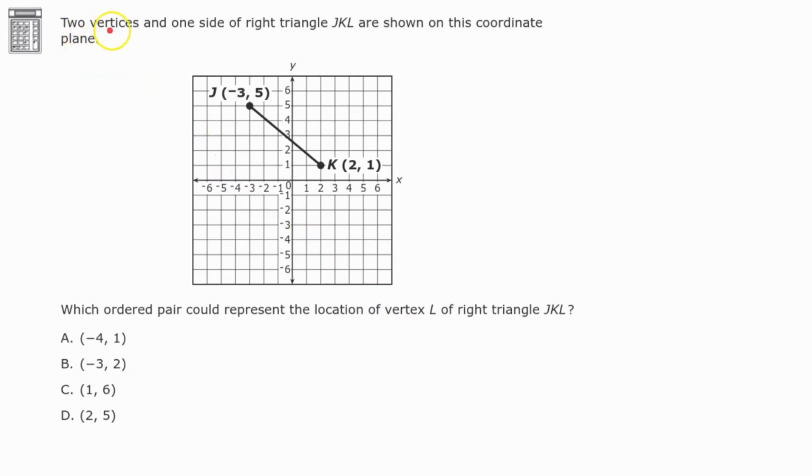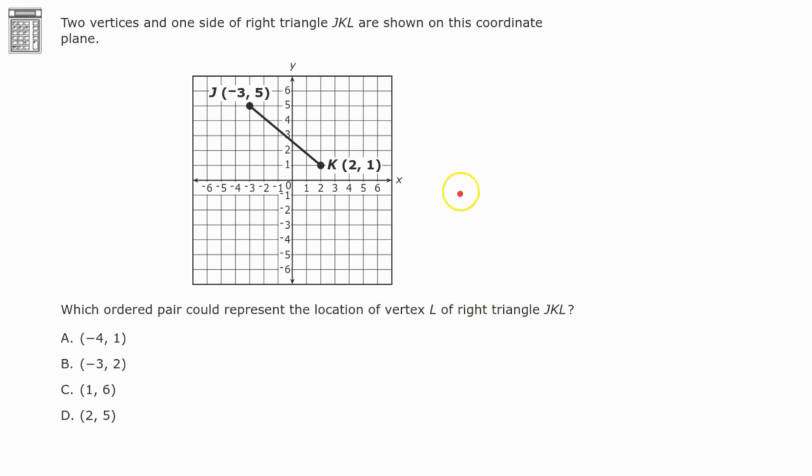We now have 2 vertices and 1 side of a right triangle, JKL, shown on this coordinate plane. Which ordered pair could represent the location of vertex L of right triangle JKL? Your turn. Pause and come back when you're done.